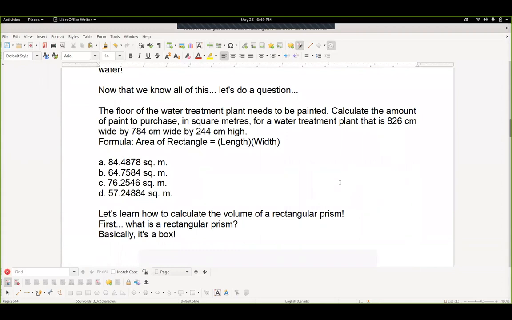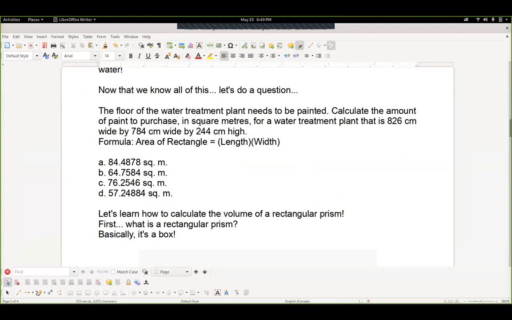The floor of the water treatment plant needs to be painted. Calculate the amount of paint to purchase in square meters for a water treatment plant that is 826 centimeters wide by 784 centimeters wide by 244 centimeters high. It doesn't matter which order we multiply in, but basically the floor is 826 centimeters by 784 centimeters. And it's the floor that needs to be painted. We're not painting the walls, so we're not worrying about the height.